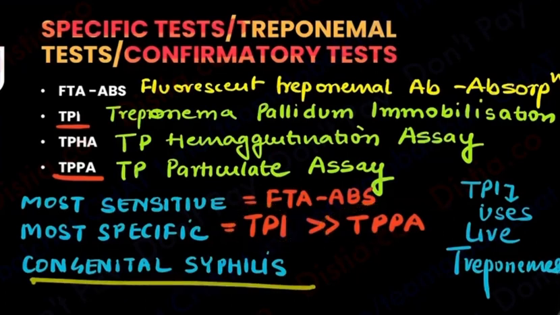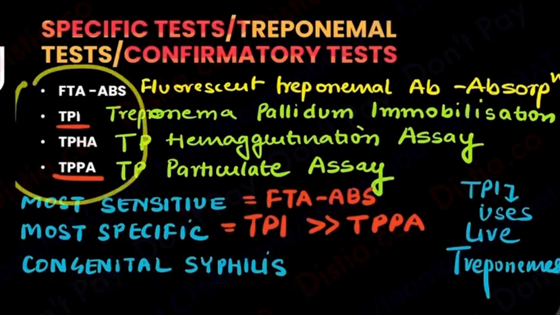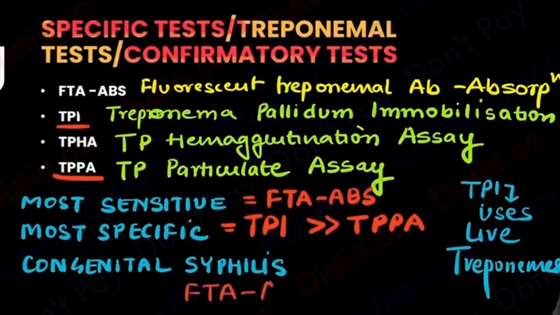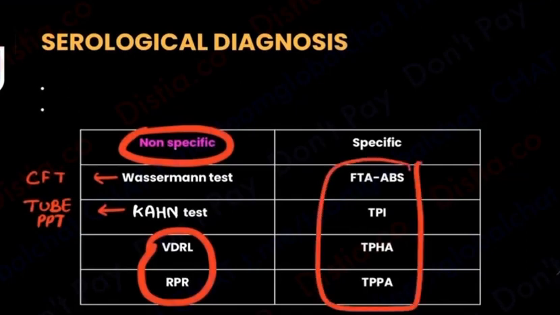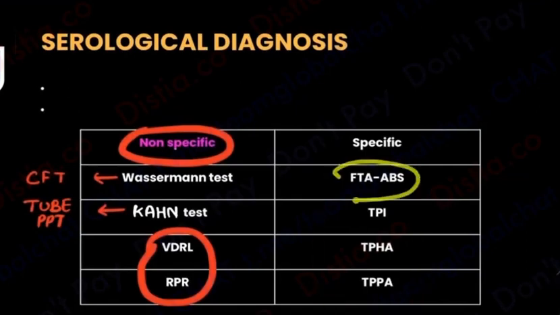But what do I use for congenital syphilis? Now listen to this also very carefully. If you are given these four options, children are also very, very sensitive. So for children also, absorb everything, so for children also you will use FTA absorption. But first I was only giving you these four options, so you ended up marking the absorption one.